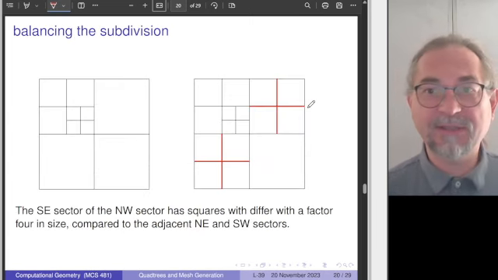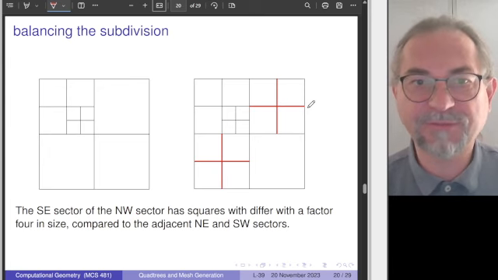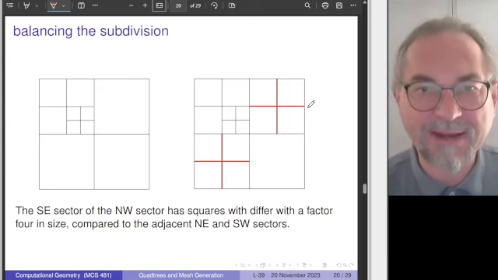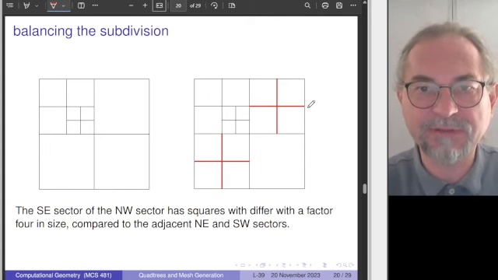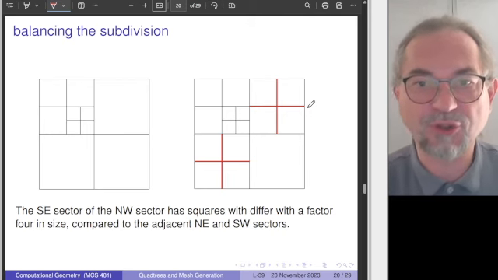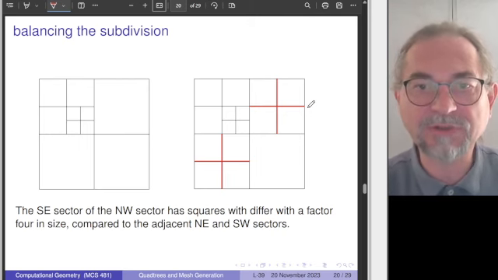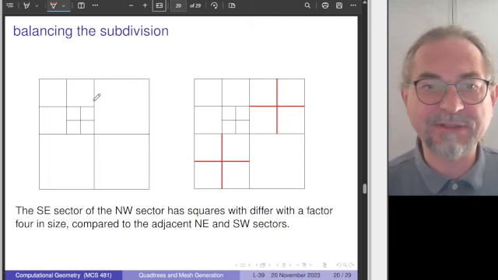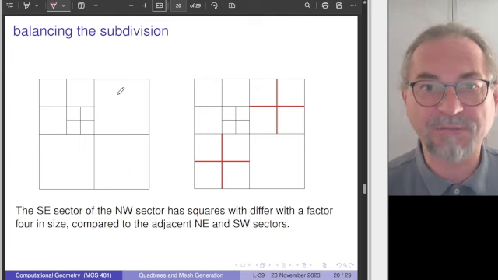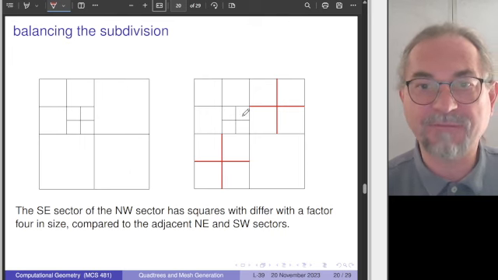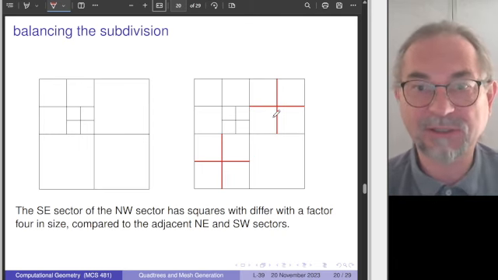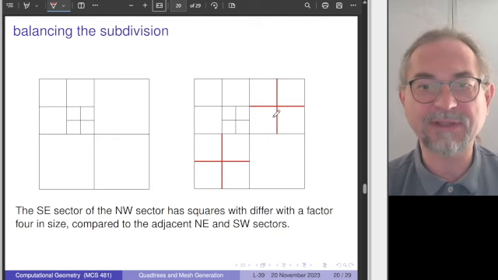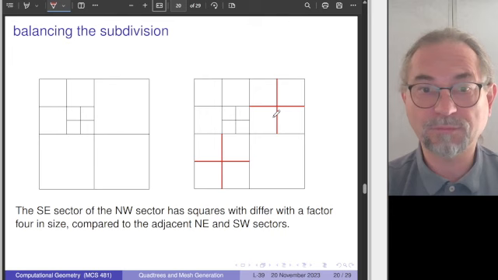I'm following the language from the textbook. So here is the balancing of the subdivision, where we subdivide the big squares next to the smaller ones. Now you see the difference in size: we have a small one, and here we have a very big one, which is 4 times larger. Here we have a small square, but it is now next to one that is only twice as large. So there is the factor 4 and the factor 2.